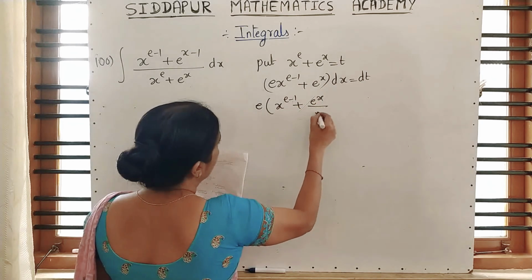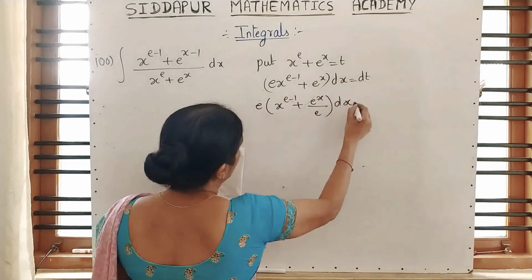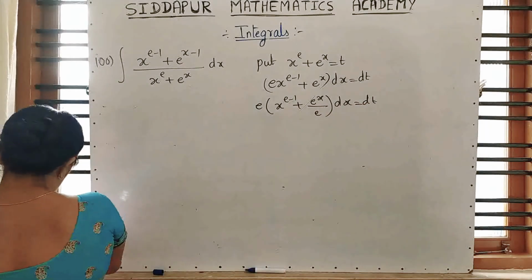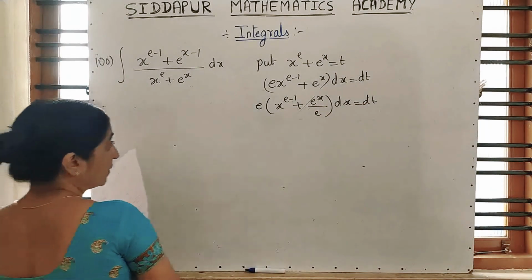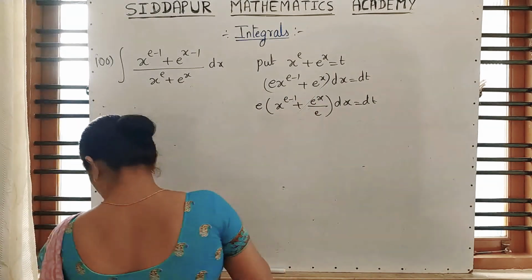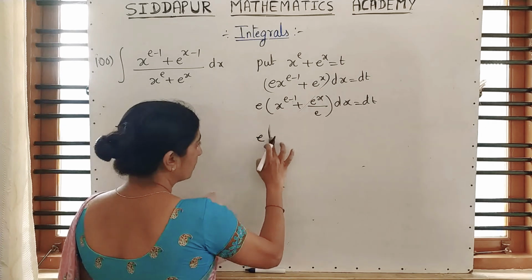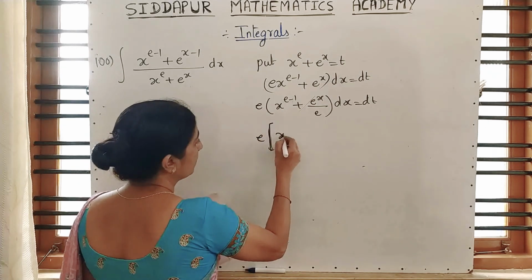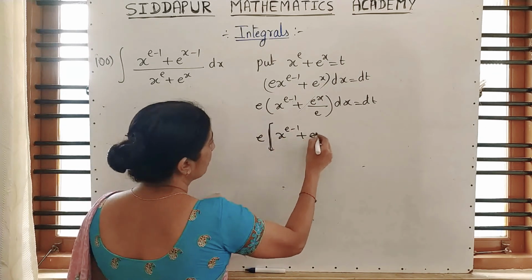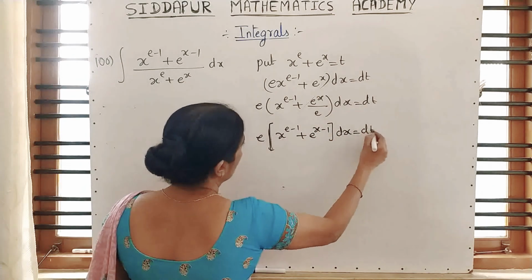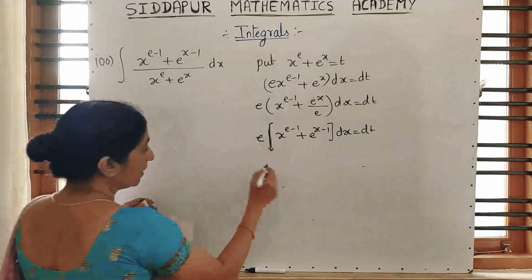And this will be written like this. Correct. And what is the power of e in the denominator? This value is 1. It goes up. dx is equal to dt. e is extra.